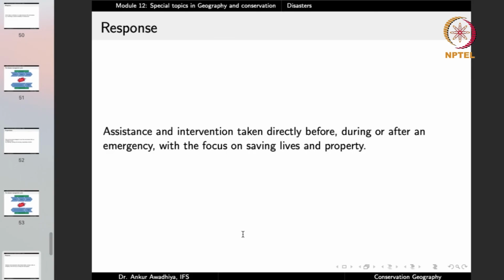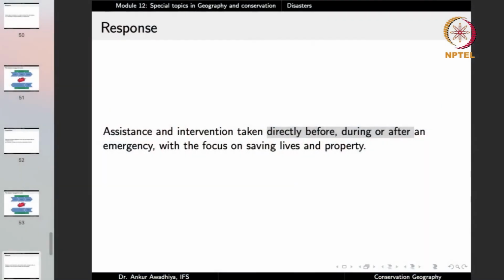Response is assistance and intervention taken directly before, during, or after an emergency, with the focus on saving lives and property. So it is assistance, that is help, and intervention that are taken directly before, during, or after an emergency. When we say directly before, it means that we are bringing in tents, stocking food supply, or evacuating people, because we know that say a cyclone is just going to arrive. So we are making interventions, and we are helping people to move away from that area. That is directly before.